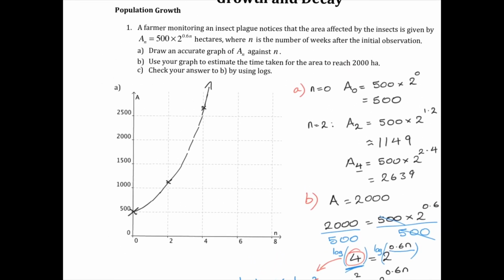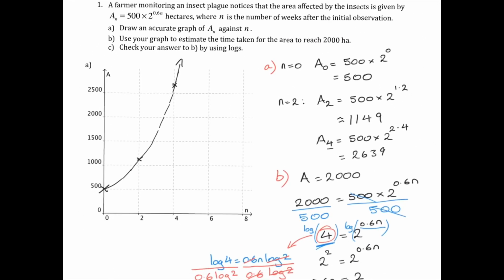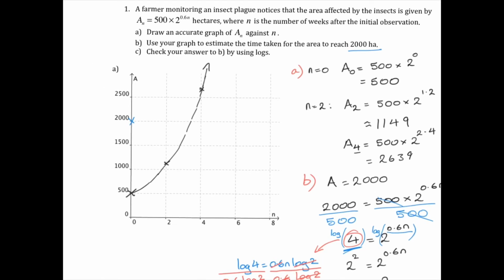Now I just realized part B was actually saying use your graph, not the equation. So now if I look at this, use my graph, to reach 2,000 hectares, I find 2,000 on the hectares, the area axis, go across and down.